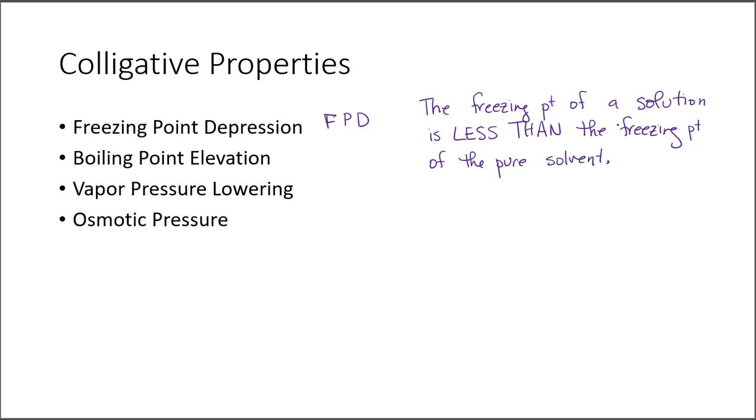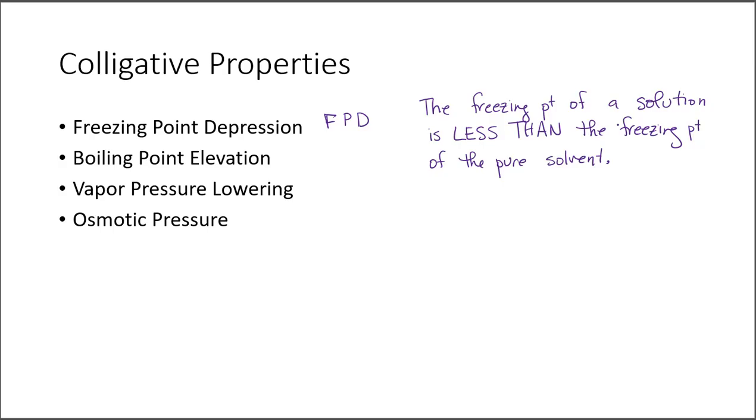You put salt down on the roads when it gets cold out, and the freezing point of that salt water mixture on the roads is less than 32 degrees Fahrenheit. So you can go out at like 20 degrees Fahrenheit and the roads will just be wet because the freezing point has been decreased enough that it hasn't frozen. The freezing point of the solution is less than the freezing point of the pure solvent.